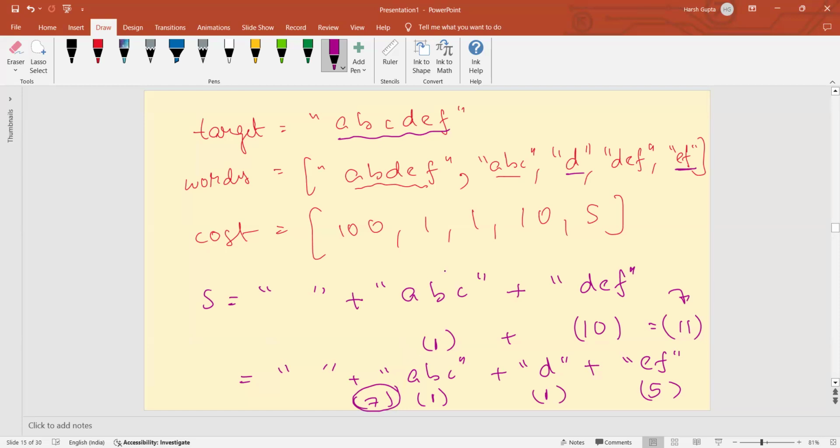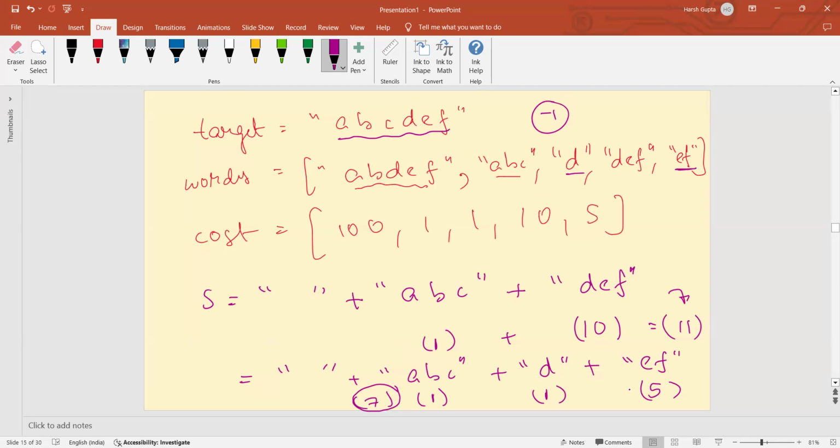And if you are not able to form the target string by the words or the strings given in this array words, you need to return a simple -1. Okay, so that's the question for you. So how can we do this? How to think about this question?